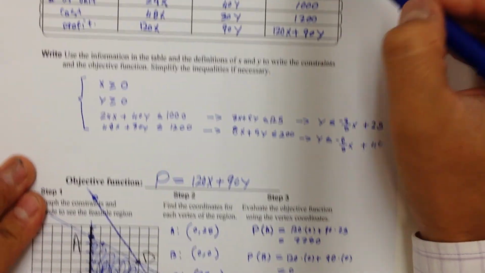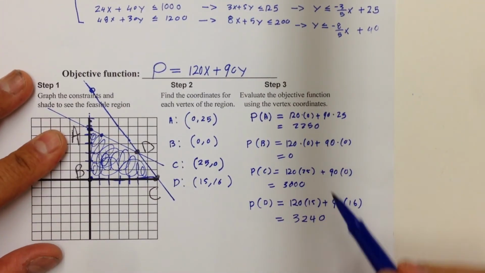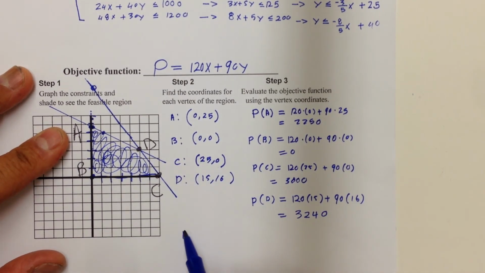All right. So now we answer the question. What is the maximum profit? The maximum profit is going to be 3,240. So max profit is 3,240.